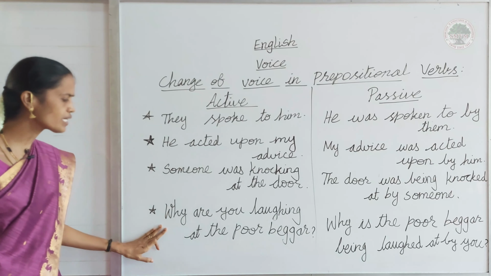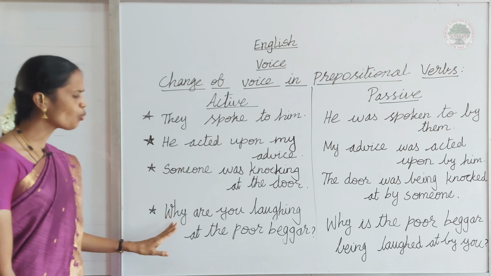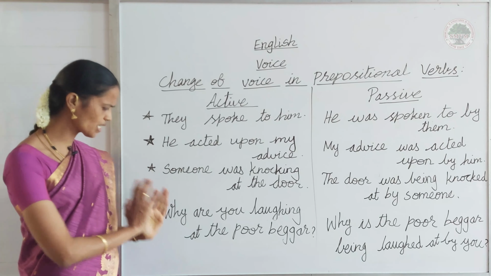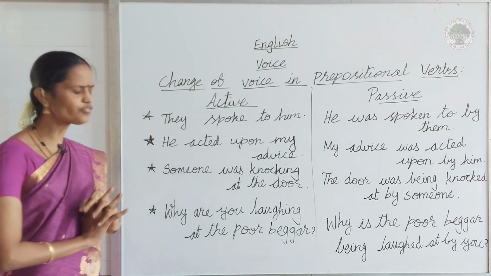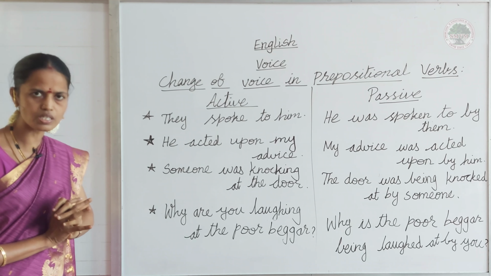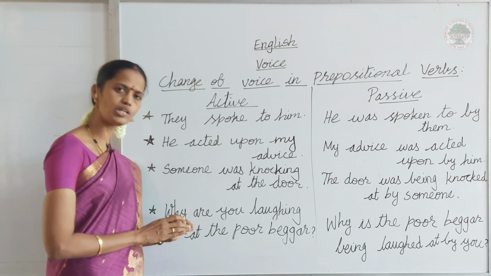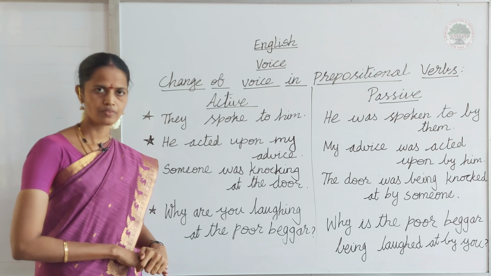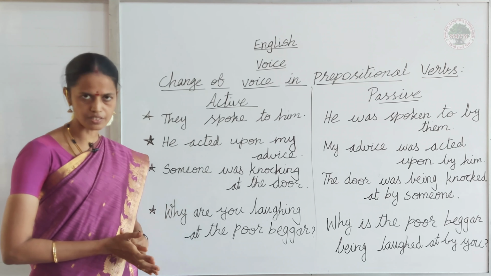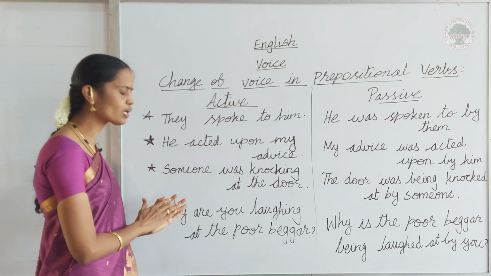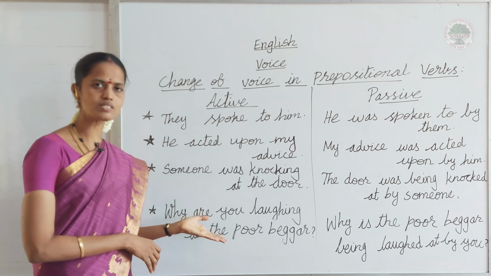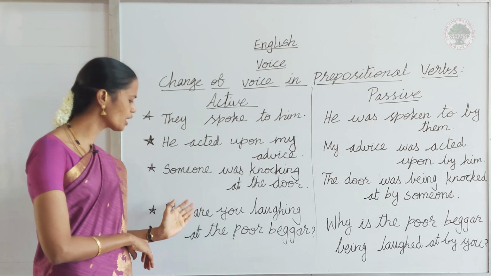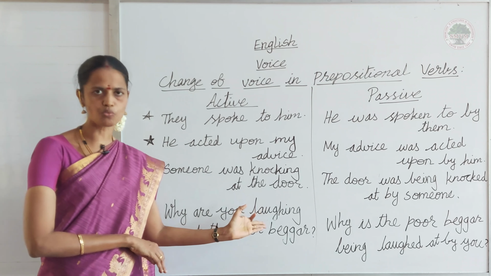Okay. Then we can come to the last example. Why are you laughing at the poor beggar? So, if you take this example, how can you find the verb we have used? You can't say "are" alone as the verb, or else you can't say that "laughing" alone is the verb. Okay, because you may get that confusion. In between this "are" and "laughing", we have used the subject "you", isn't it? Why have we used that subject "you" in between this auxiliary and the main verb?